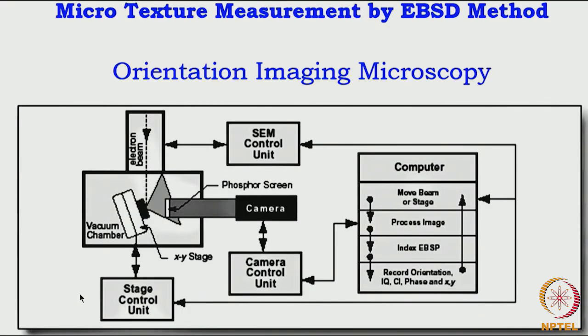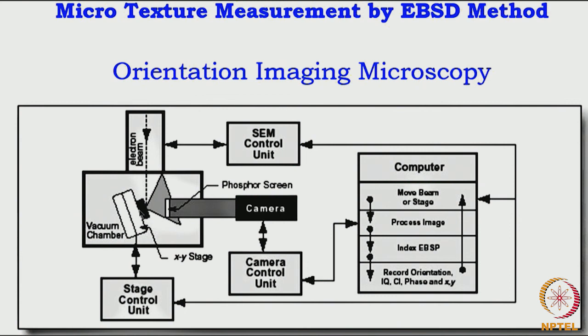Now we go to microtexture measurement by the electron backscatter diffraction method. We use an equipment which is nowadays known as orientation imaging microscopy. You see, it is basically a scanning electron microscope to which an EBSD attachment, electron backscatter diffraction attachment, is attached. You see, what happens here? You have the electron beam in the scanning electron microscope and it falls on your specimen. This is your specimen, and you can have both things, one or the other. You can have the image and also you can have the EBSD pattern.